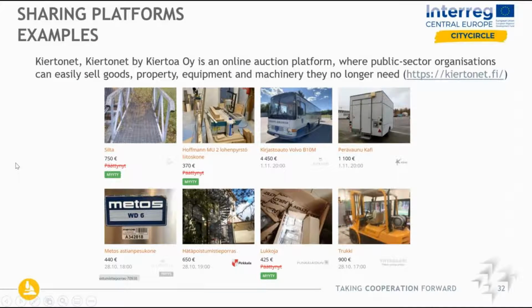Sharing platform examples. Sharing platforms, you know a lot. I didn't want to show BlaBlaCar or whatever. So this is something, a Finnish platform, for instance. They have an auction platform where public sector organizations can sell what they don't need, the equipment, machines, whatever.